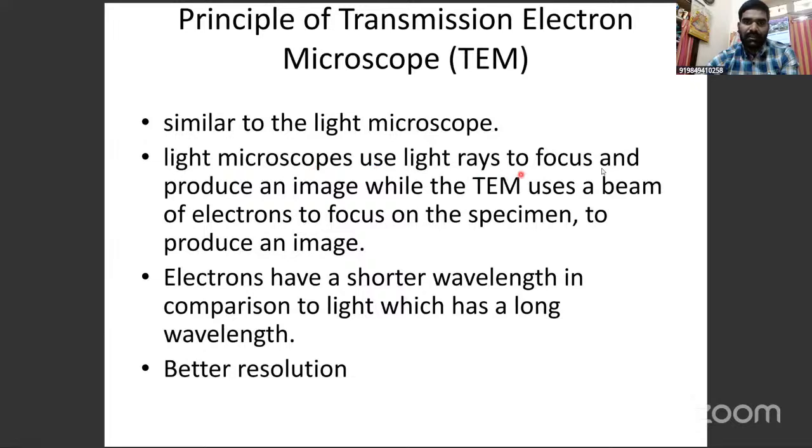A light microscope uses light rays to focus and produce the image, while the TEM uses a beam of electrons, which is focused onto the specimen to produce an image. Electrons have a shorter wavelength in comparison to light, which has a long wavelength. Light has a long wavelength, which moves far, but electrons have a shorter wavelength, so better resolution will come.